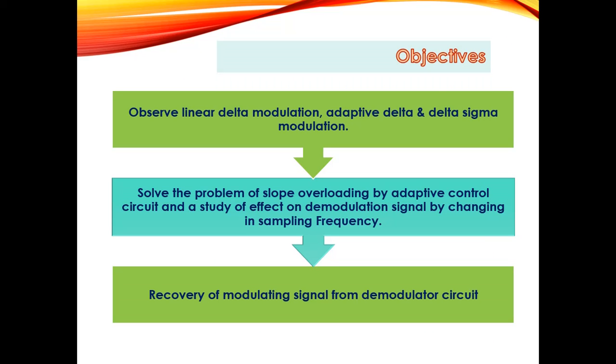The objective of today's session is that you must observe linear delta modulation, adaptive delta modulation and delta sigma modulation. Once you understand adaptive delta modulation, you will see how we solve the problem of slope overload by using the adaptive control circuit with ADM, and we will study the effect on the demodulated signal of changing the sampling frequency. This is the second objective of the session. And finally, how we reconstruct the signal by using the demodulator circuit in ADM.